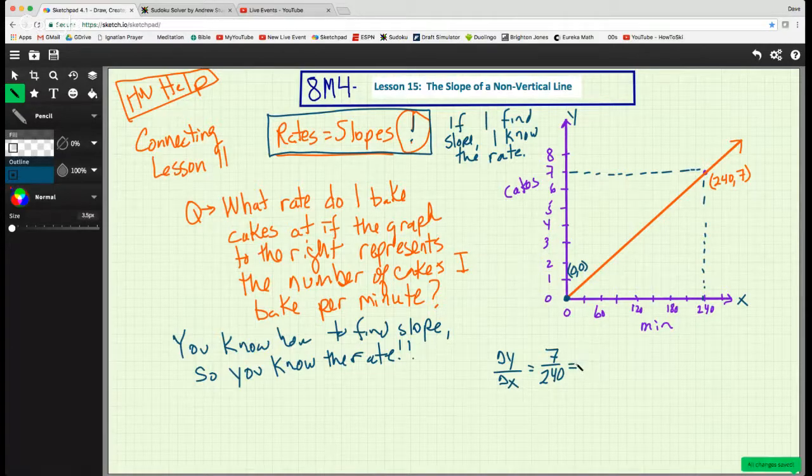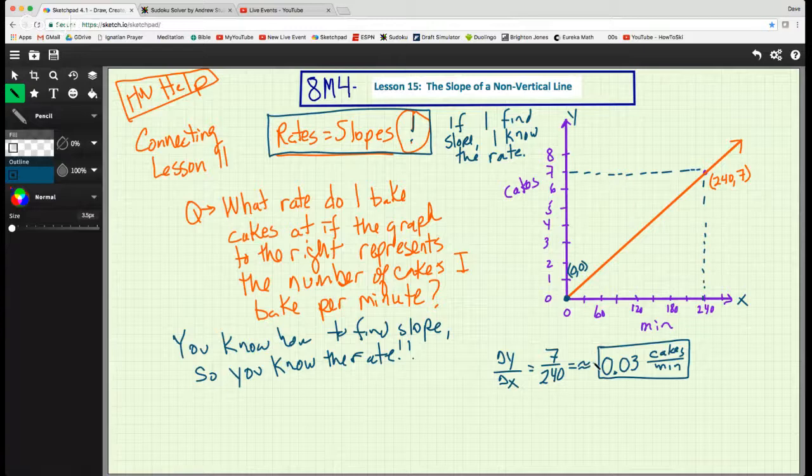So I can get out my calculator just to see how many cakes I make per minute. And the answer is about, I'm going to round it, about 0.03 cakes per minute. I don't make a whole cake. I make a lot less than a cake. But in 1 minute, I make 0.03 cakes.